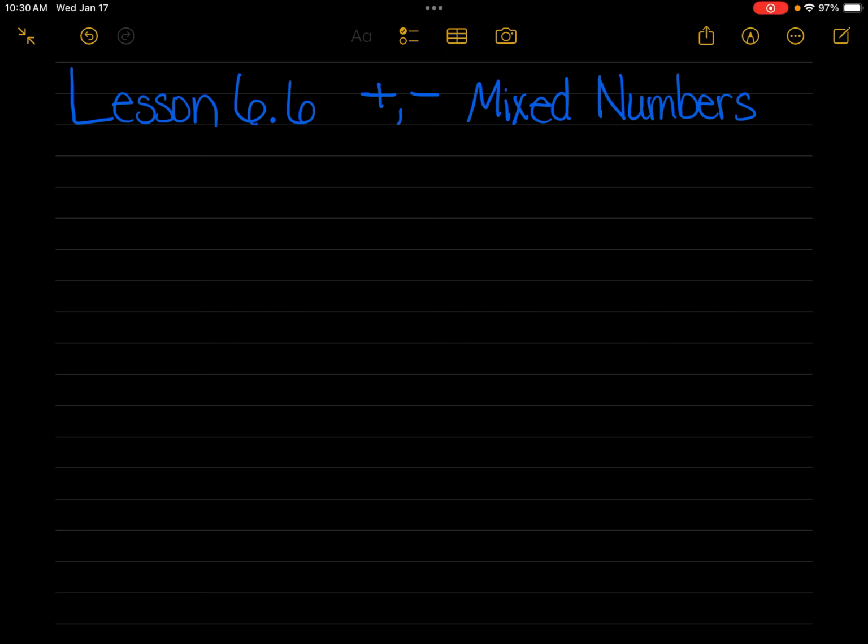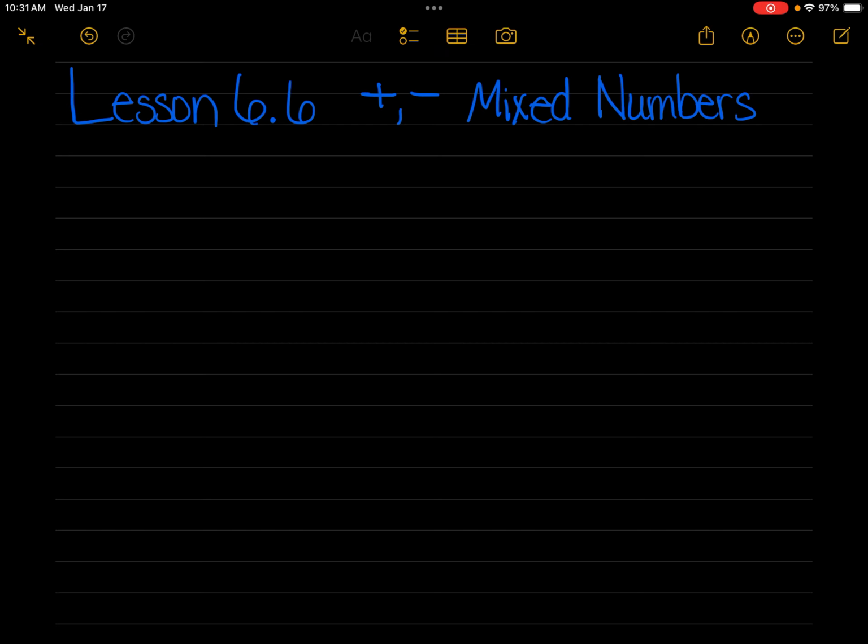Hello students, today we're doing lesson 6.6, and this is on adding and subtracting mixed numbers. So we have done adding and subtracting with like denominators, adding and subtracting with unlike denominators, and now we're going to do mixed numbers. So really there's just a couple of new things in this that you may not have seen in the past two lessons that we've done.